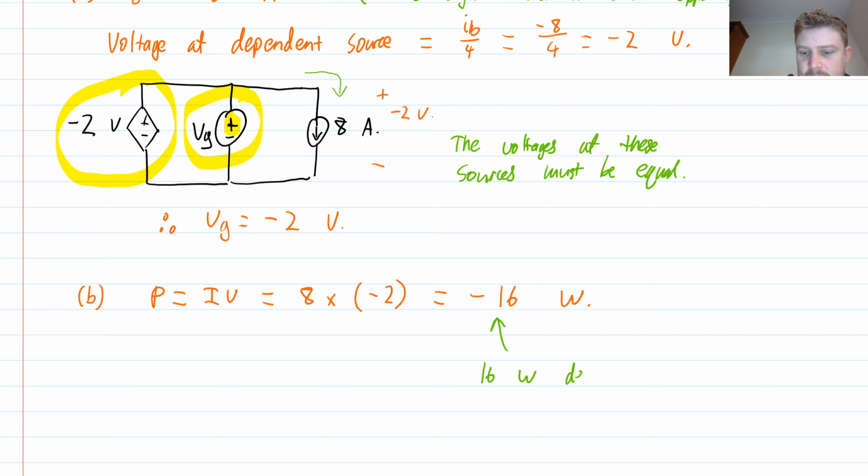16 watts delivered, as opposed to 16 watts absorbed. So this is a component which is actually supplying energy into that circuit.